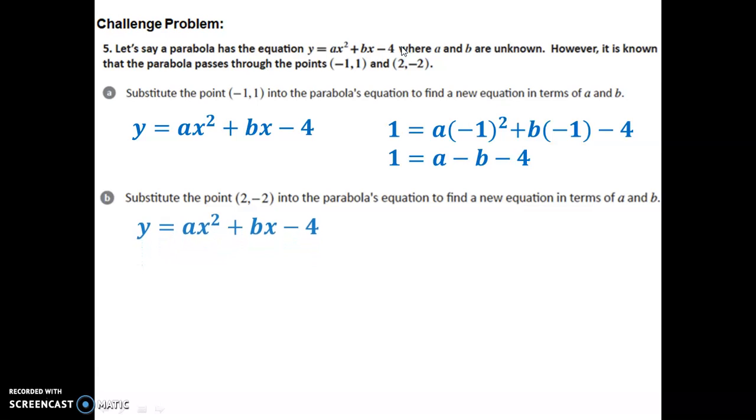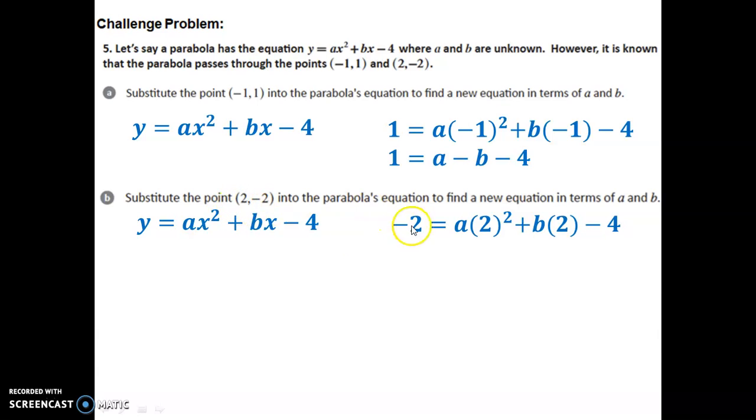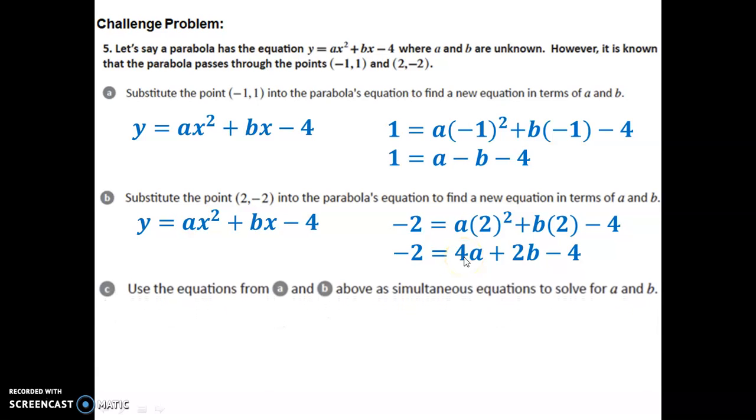So there's the parabola equation. Into that, we're going to put in the point 2, -2. So that means y is -2, x is 2. Simplify that equation into this. Now we have 2 equations with 2 variables. That means we can use substitution to solve. So the hint here is, let's use simultaneous equations to solve.